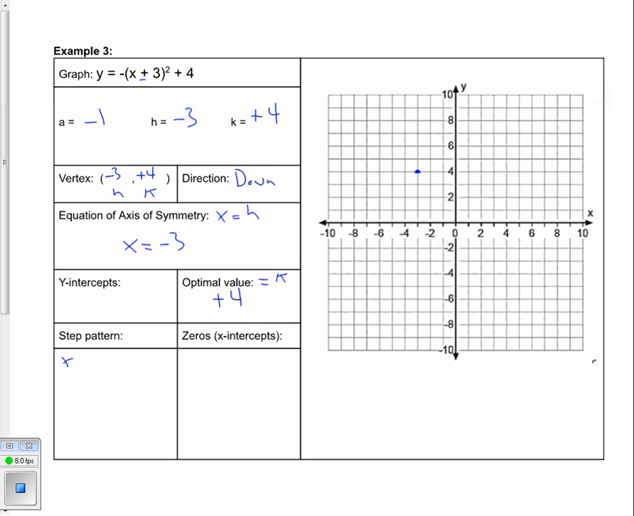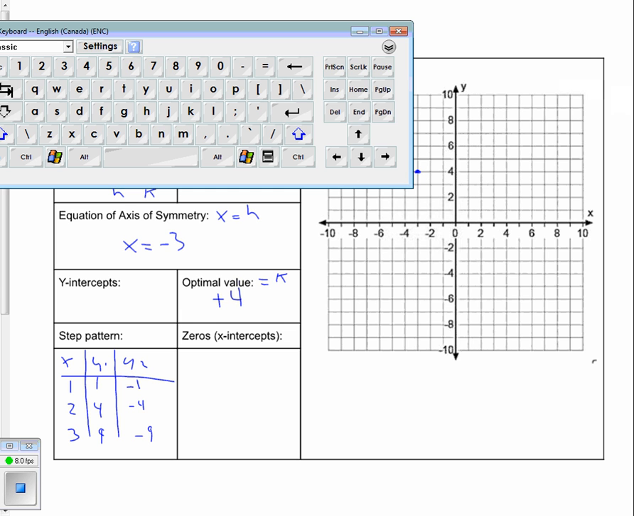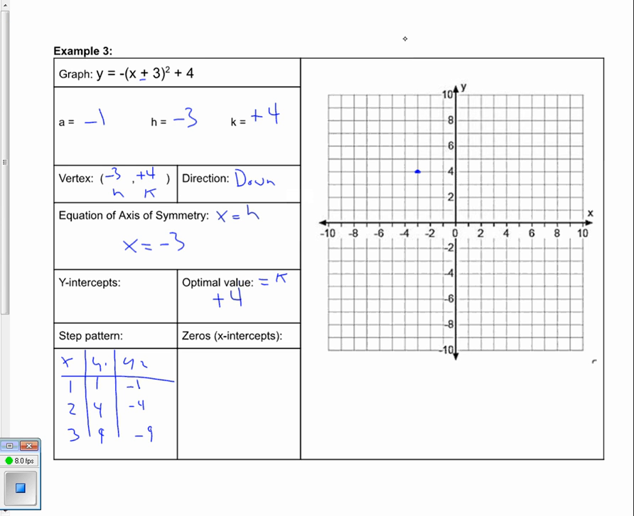So if we look at x and y, we just go 1, 2, 3 for x, and 1, 4, 9. Again, y is equal to x squared times a. So the a value is -1, so we get -1, -4, -9. We're going to make use of our step pattern to identify how to actually graph this.